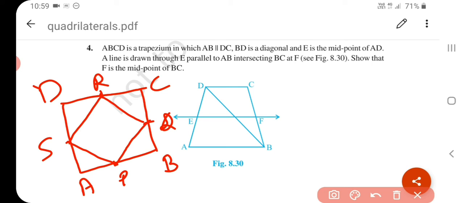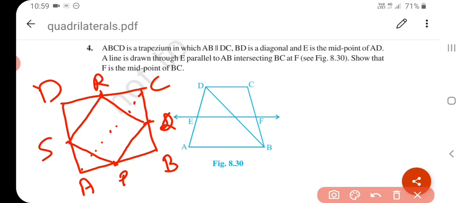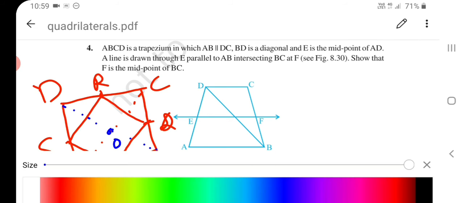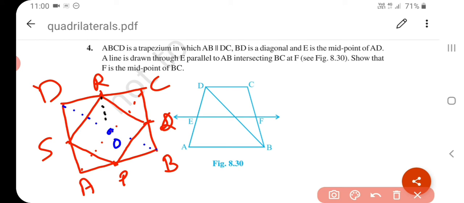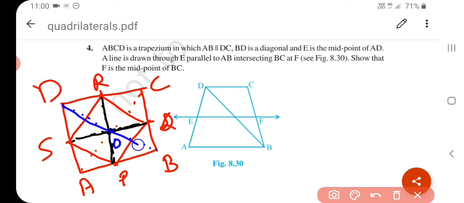Let's draw the diagonals of ABCD. These two are diagonals, and where they cut each other, let's name that point O. This is our O. And if we draw the diagonals of PQRS, these are the diagonals of PQRS and these are the diagonals of ABCD.